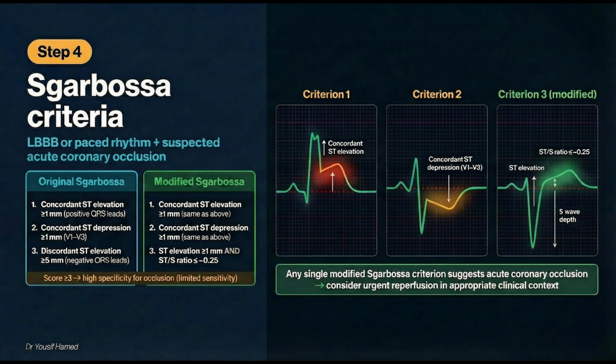The modified Sgarbossa criteria improve diagnostic accuracy. They retain concordant ST elevation and concordant ST depression, but replace the third criterion with a proportional rule. Excessive discordant ST elevation is defined as ST elevation of 1 mm or more, with an ST to S-wave ratio of -0.25 or less. Only one criterion is required for diagnosis. This modification significantly improves sensitivity while maintaining high specificity.